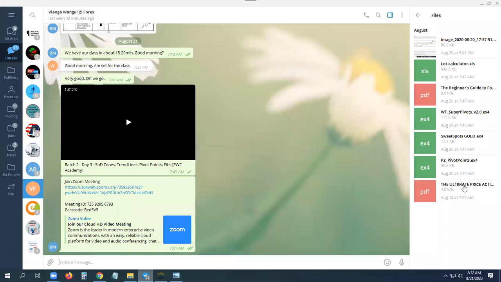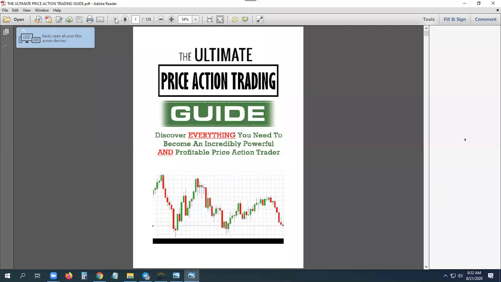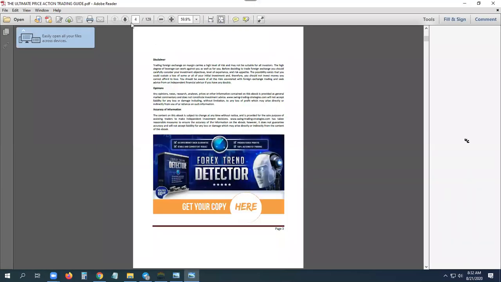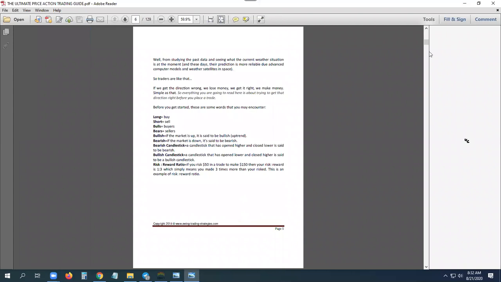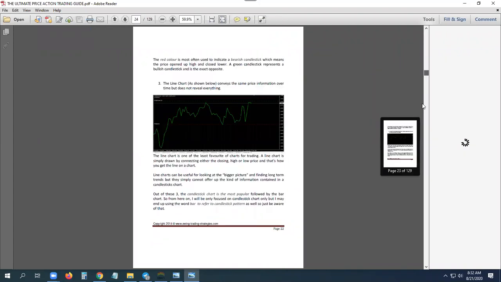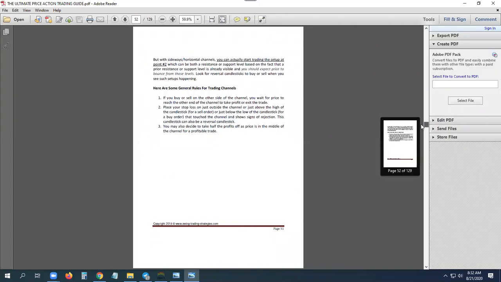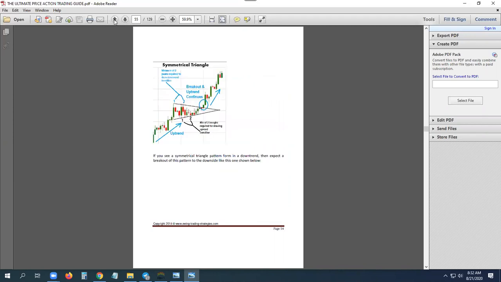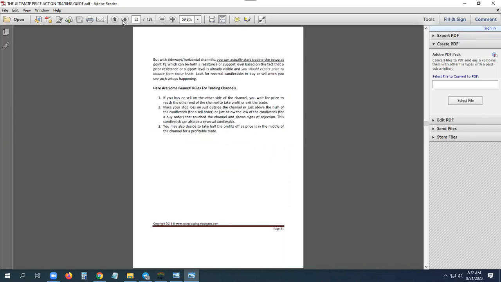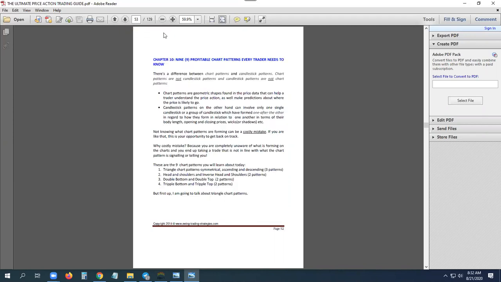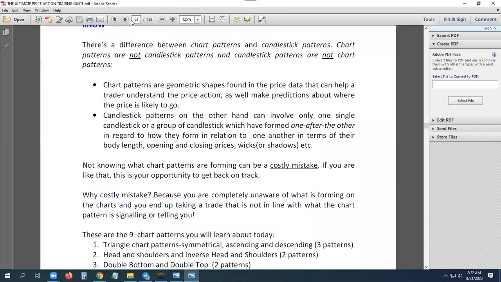You already have this book. I'm just opening from the one I sent you. If you look at this book, this is a very important book for your information. It's a very good book, by the way. So if you look at chapter 9, I believe, profitable chart patterns. Profitable chart patterns, chapter 9.